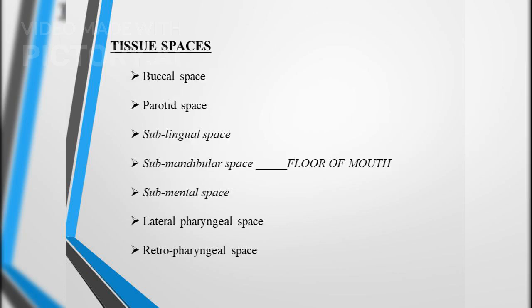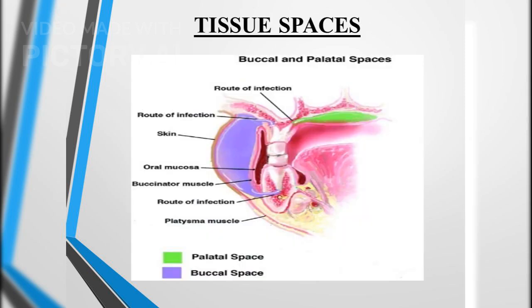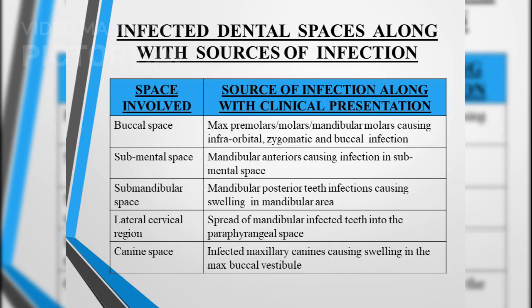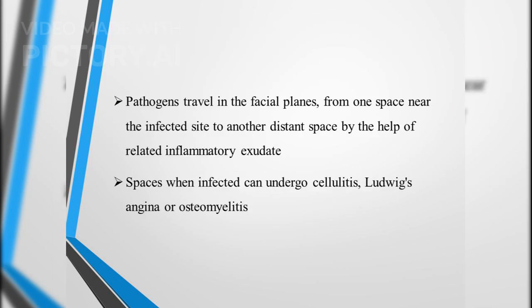Infections can spread to various tissue spaces, including buccal, parotid, and submandibular spaces, affecting the floor of the mouth. A diagram illustrates how infections can spread through buccal and palatal spaces, emphasizing the complexity of dental infections. Different dental spaces can become infected, each with specific clinical presentations, highlighting the need for targeted treatment. Pathogens can move between facial spaces, leading to conditions like cellulitis or Ludwig's angina, necessitating careful management.